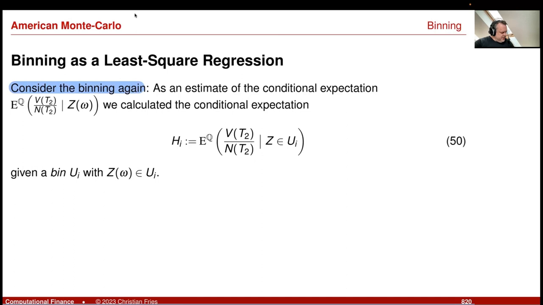So let's consider our binning again. So what we have is we have this value h_i, that was our horizontal line, and this is the Monte Carlo approximation of the expectation over all sample paths, yeah, for which my random variable Z falls into the bin U_i. Okay, so the bins U_i are just a predefined partitioning, yeah, of your image space of the random variable Z.